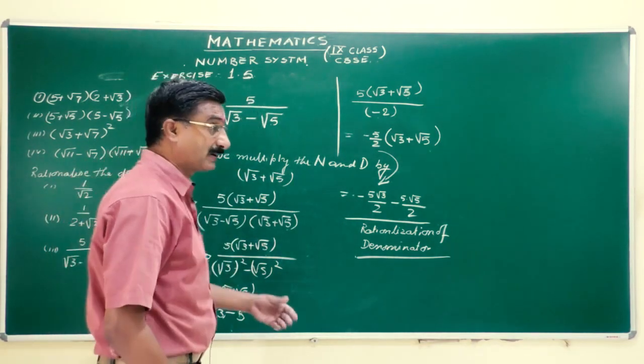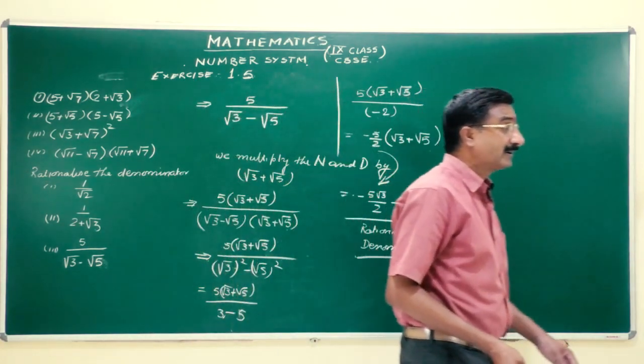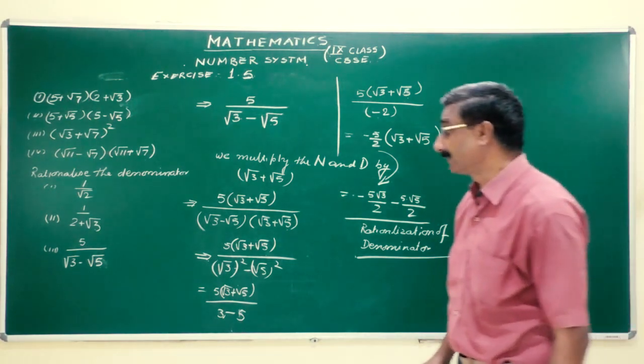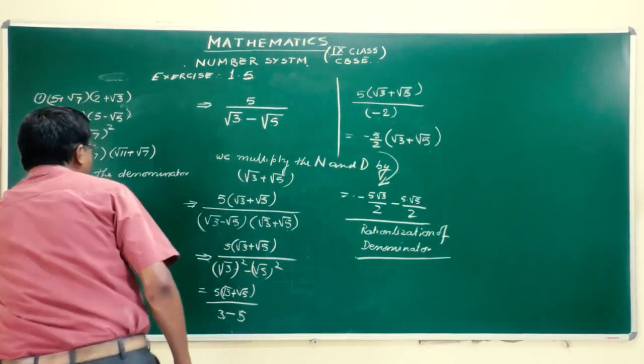So now all the examples are covered. Now we will start the exercise. One more example is there: 1 upon 7 plus 3 root 2. This example also we will consider.